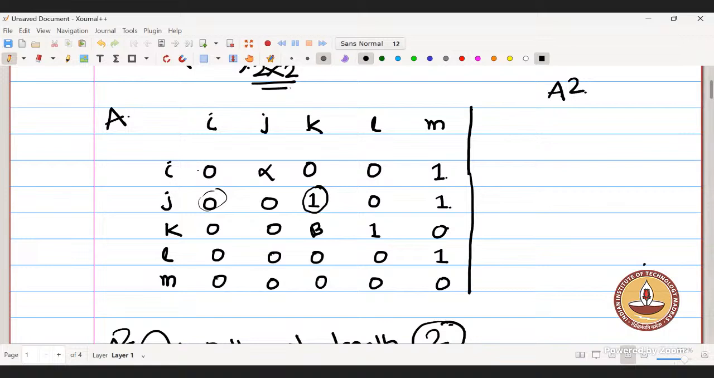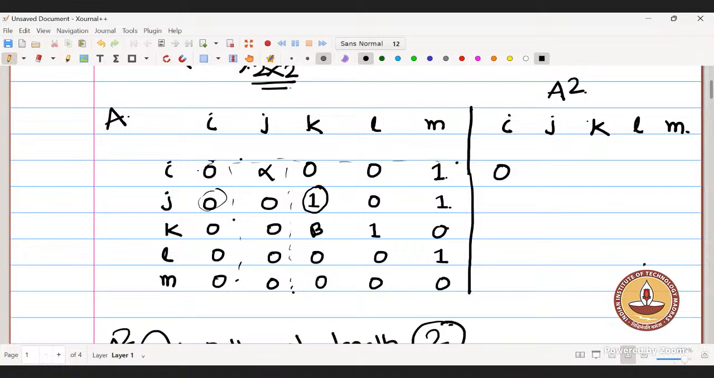Again, for a square, I will have I, j, k, l, m, right? So for this one, what should I do? I should multiply this with this one, right? So in that case, I will get 0, correct? All zeros. So for this, I should multiply this row with this column, right? So in that case, what will I get?